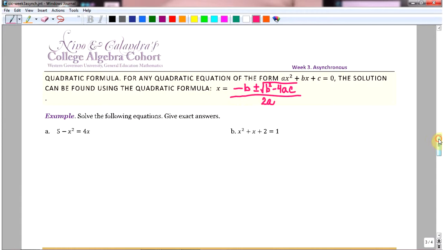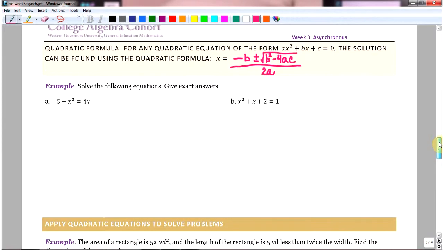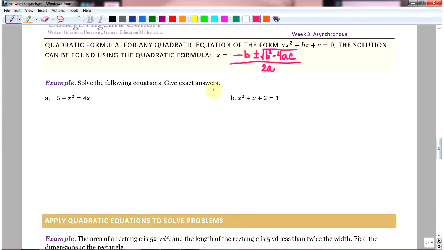So for this example, we want to solve the equations and give exact answers. That means we don't want to round if we end up with decimal values. All right, well, first we have to get this in the appropriate format. We need ax squared plus bx plus c equal to 0. So I'm going to subtract the 4x from both sides. So that gives me, I'm going to start with my negative x squared, subtracting over the 4x. We still have the plus 5 equal to 0.